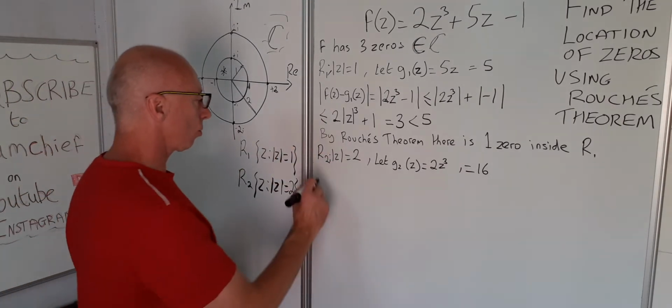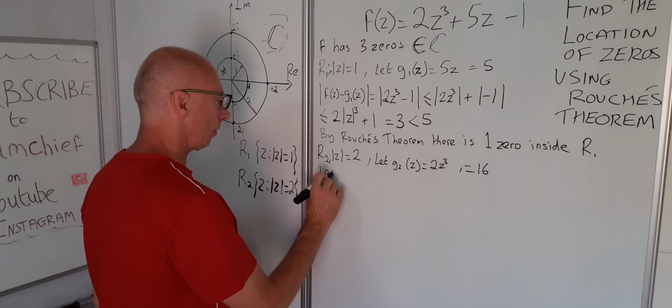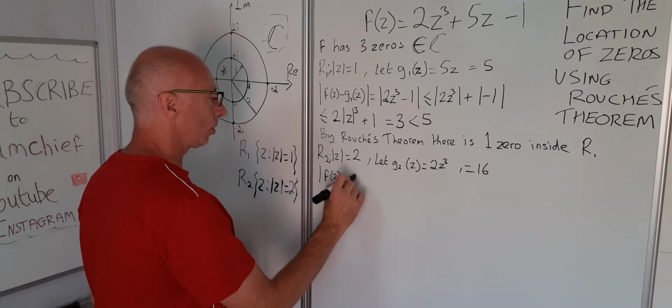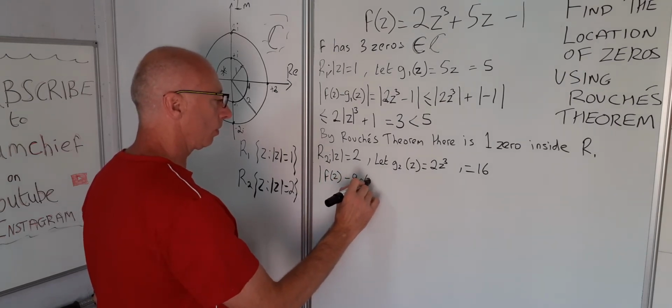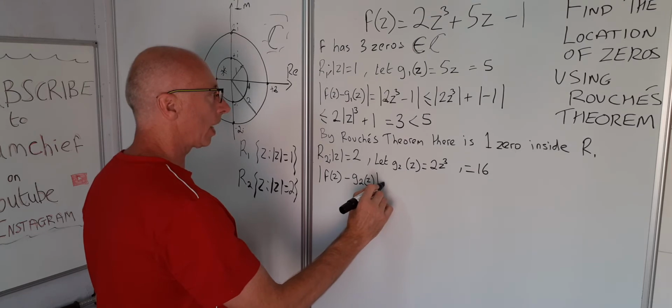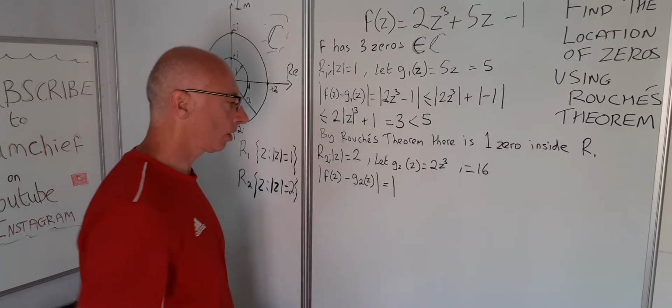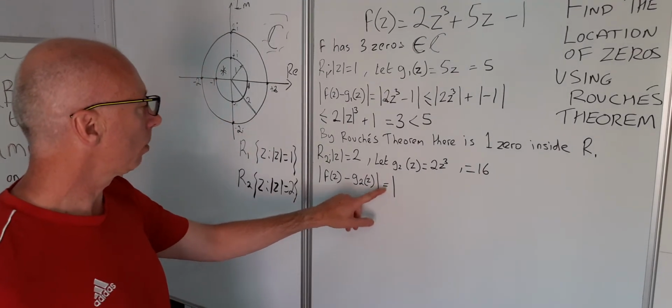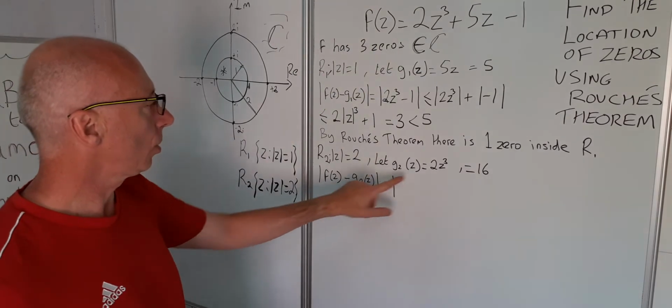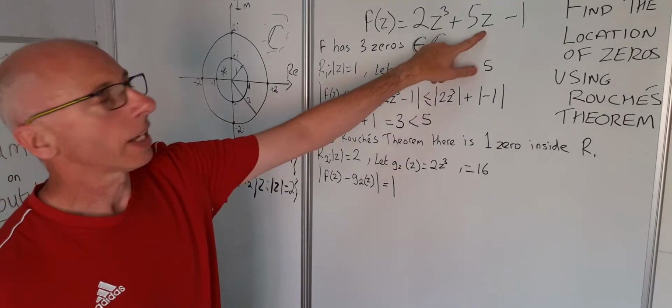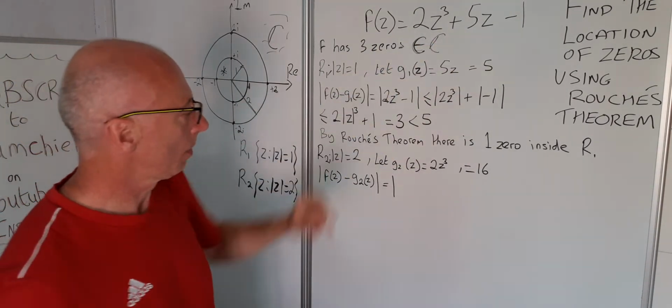So now let's start off the triangle inequality. So modulus of f of z minus g2 of z. So we're still on the modulus, so we open it up, that equals the function minus g2 of z. So that's 5z minus 1.